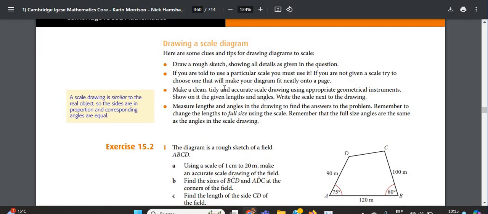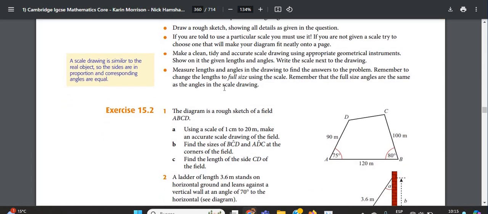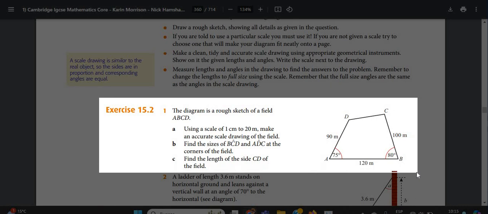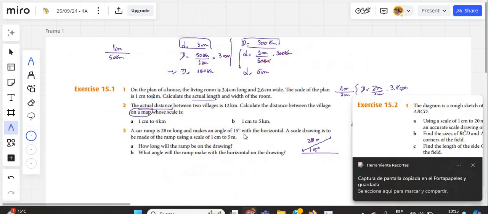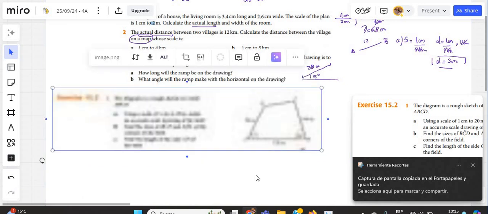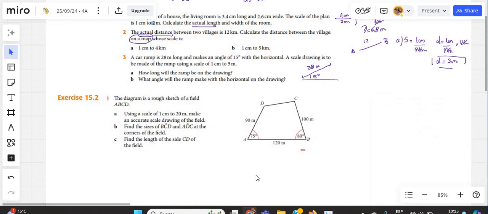Here is to do a scale diagram. You have to find the values, okay, and you draw them. Remember that you maintain the angles. For example, in this case. Okay, this one says 15.2. The diagram is a rough sketch of a field ABCD. Okay. Using a scale of 1 centimeter to 20 meters, make an accurate scale drawing of the field.